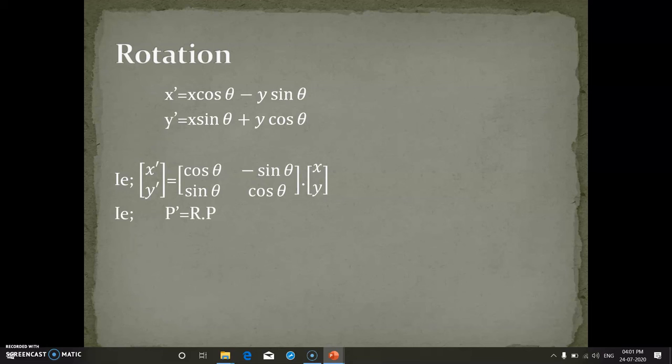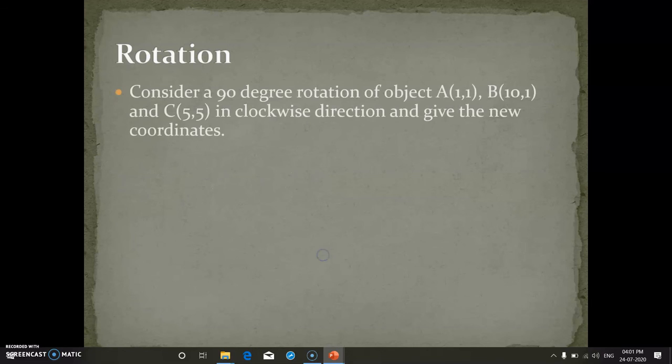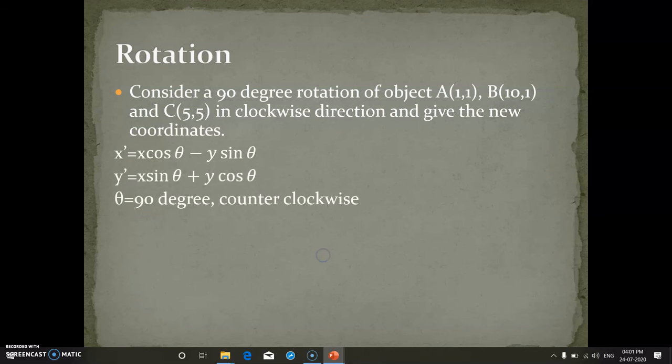Now let's see an example of rotation. Consider an object: a 90-degree rotation of the object A(1, 1), B(10, 1) and C(5, 5) in counterclockwise direction, and give the new coordinates. So x dash is equal to x cos theta minus y sin theta is our equation, and y dash is equal to x sin theta plus y cos theta is another equation for finding the new coordinates x dash and y dash. Now theta is 90 degrees in counterclockwise direction, so we have positive values for theta.